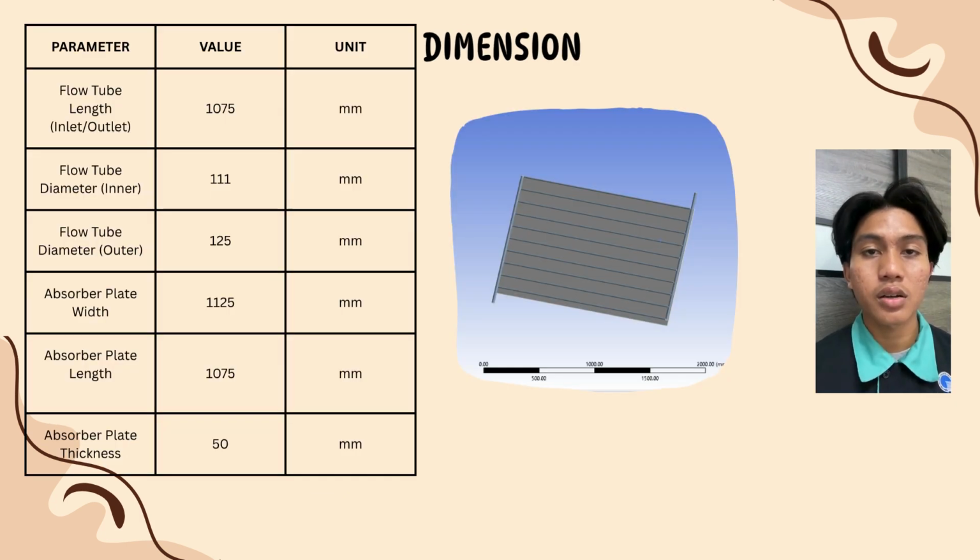Next, the dimensions of the system. These were carefully chosen to ensure efficient heat absorption and smooth water flow. Here are the key measurements. Flow tube length 1075 mm, inner diameter 111 mm, outer diameter 125 mm, absorber plate width 1125 mm, absorber plate length 1075 mm, and absorber plate thickness 50 mm. These dimensions help the water stay in the system long enough to absorb heat efficiently while keeping flow consistent and reducing energy loss.